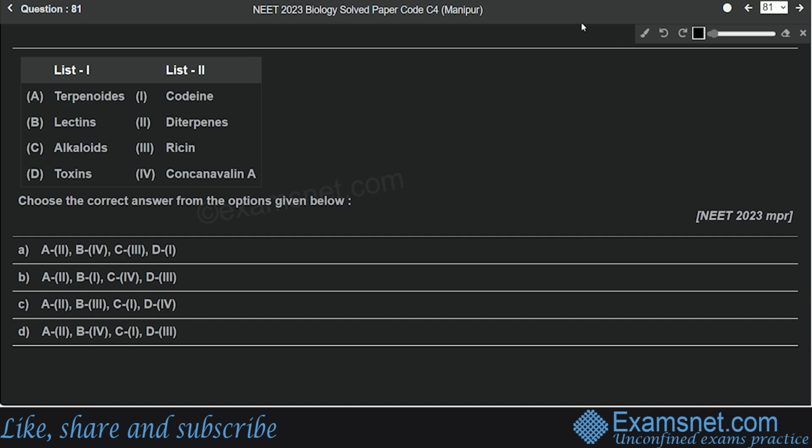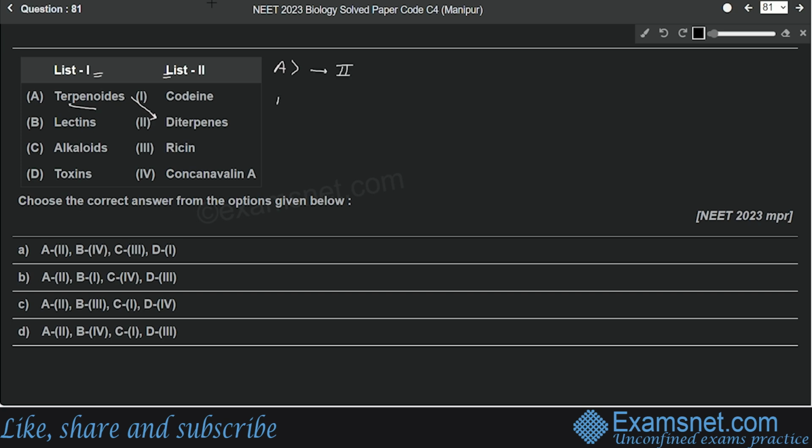Question number 81 is from the chapter Biomolecules. Here we have to match the categories of secondary metabolites or proteins with correct examples. So the first type of metabolite that is mentioned here is terpenoids. So what are terpenoids? These are a large class of organic chemicals which are similar to terpenes. So diterpenes will be the example of terpenoids. So A will be matched with number 2.